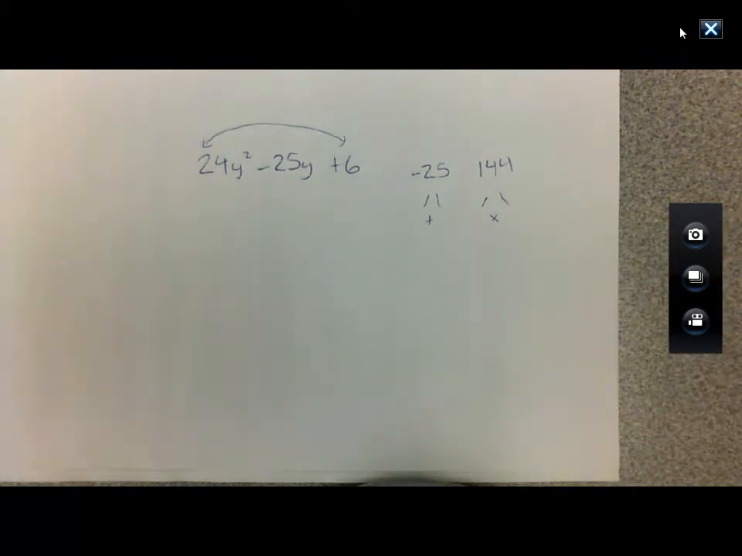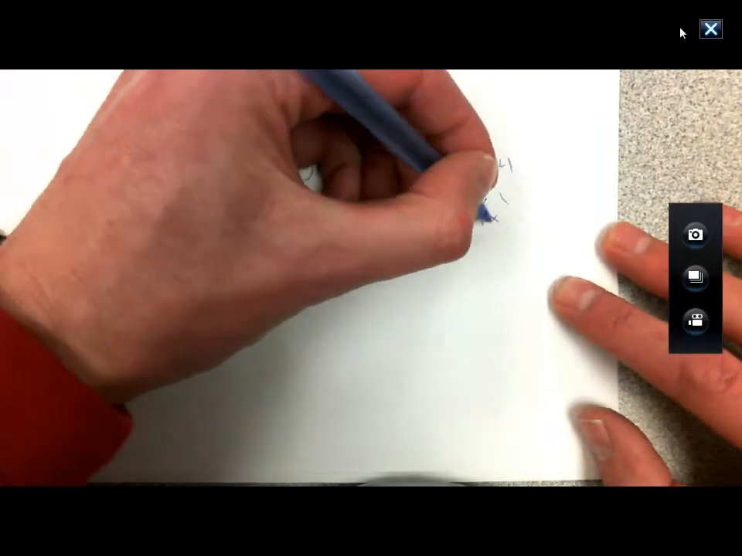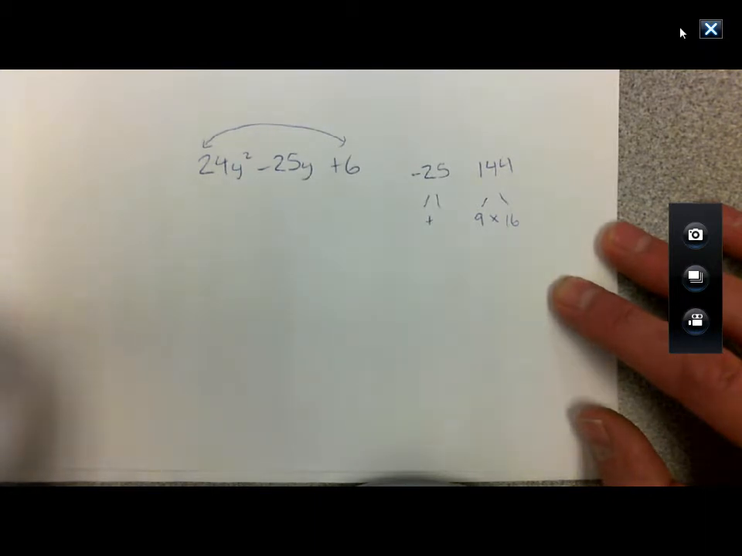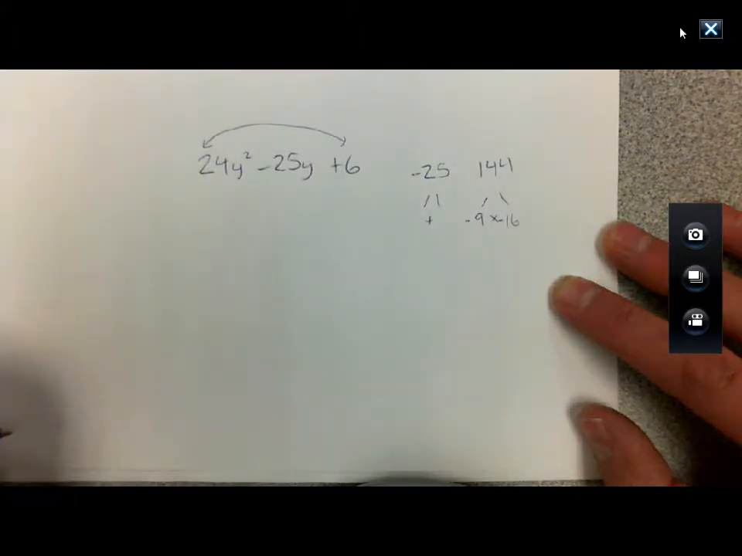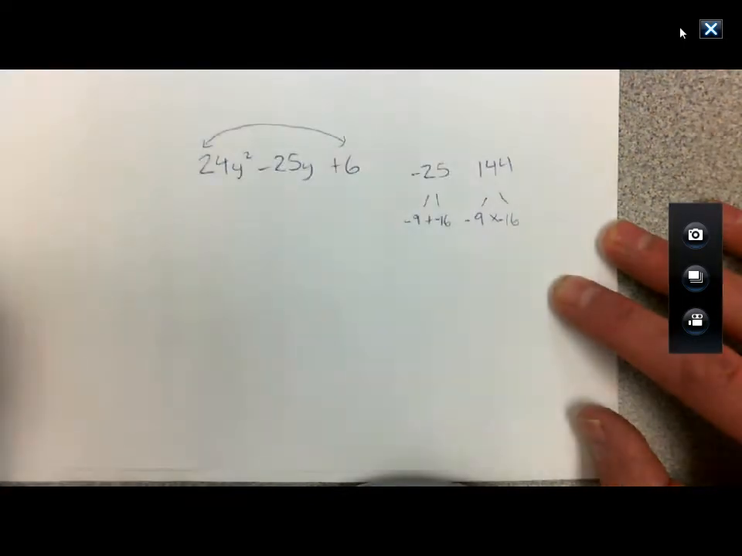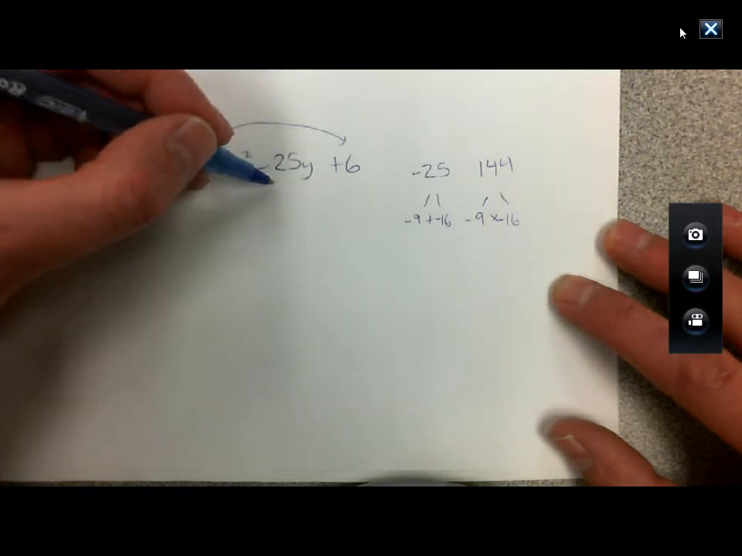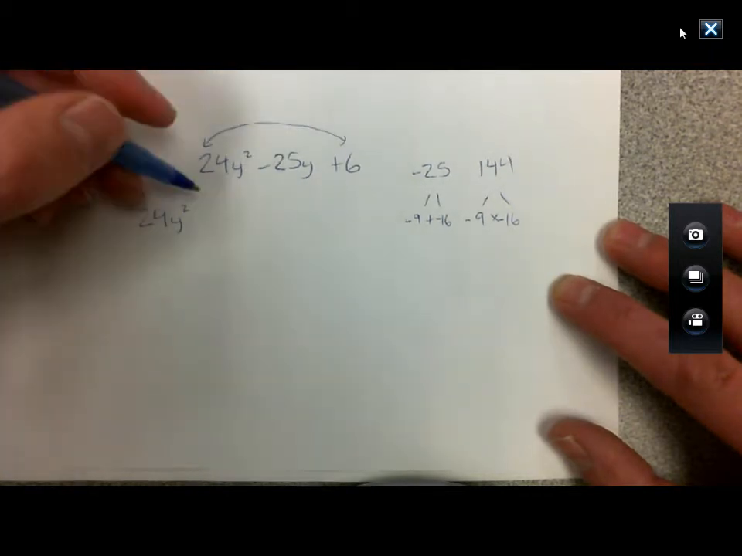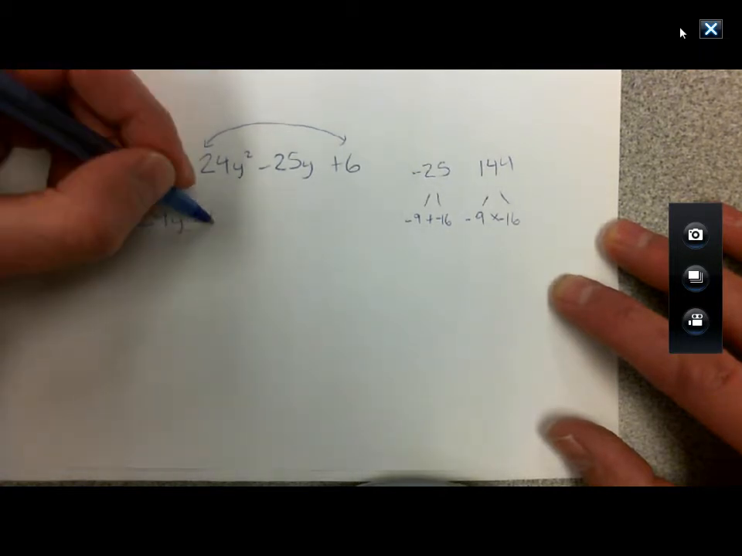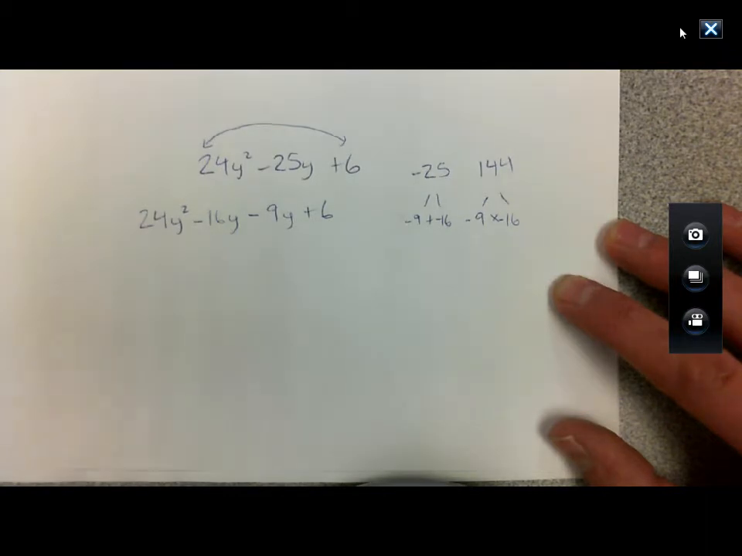I have a little bit of a head start on this because I just did that last problem, in that I know that 9 times 16 is 144, but they're not going to add to negative 25. So let's try a negative 9 and a negative 16. Negative 9 times negative 16 is 144, because a negative times a negative is positive. And now I know that negative 9 plus negative 16 is negative 25. The next step, once you have the numbers, is we have to rewrite this middle term, to rewrite this original problem as 24y squared, and then instead of minus 25y, I'm going to do minus 16y minus 9y plus 6, because minus 16 minus 9 does give me that negative 25.